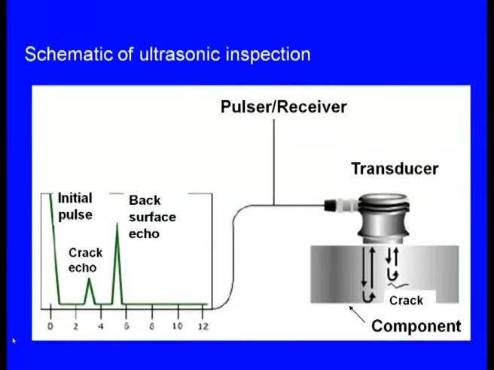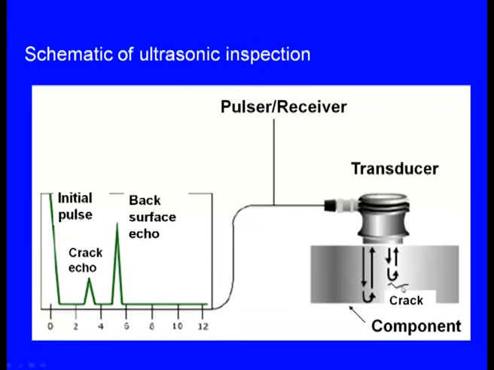A sound specimen will be examined initially, and how much time it takes for the return of the wave will be recorded, how many seconds or milliseconds it is taking. Then components are examined one after the other. If there is any crack in a particular component, we get the crack echo very quickly. So, this is how the ultrasonic inspection is carried out.